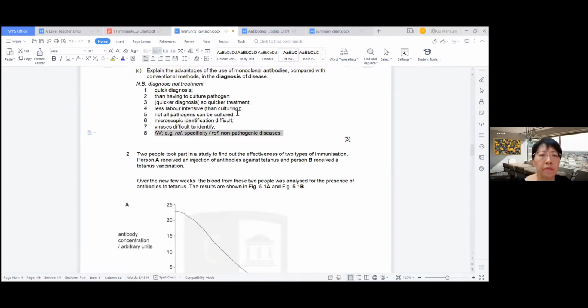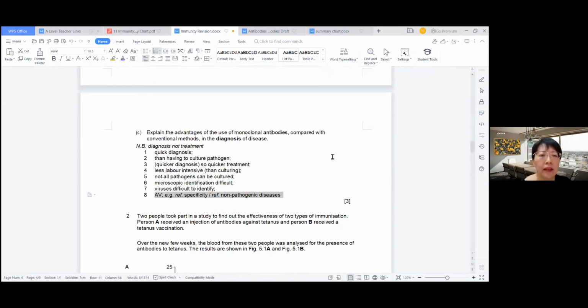Yeah, can I add to this? So in the past, when we didn't have this monoclonal antibody, how did we identify the disease? Remember the nasal swab and throat swab?